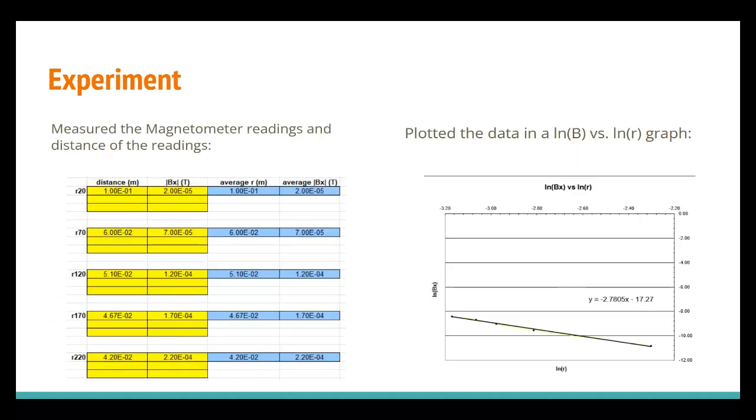Now for the experiment, on the left we have a graph that used magnetometer readings and distance of the readings. And on the right, we can see a plot of data of those readings in ln form. And we can see that there is a slope of negative 2.7805, and the y-intercept was negative 17.27 if you follow the linear line going down.